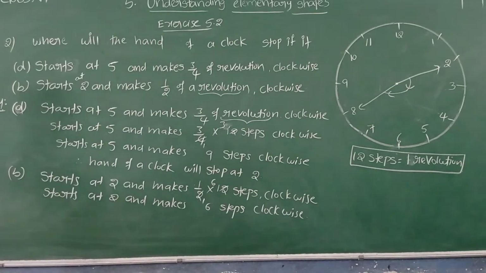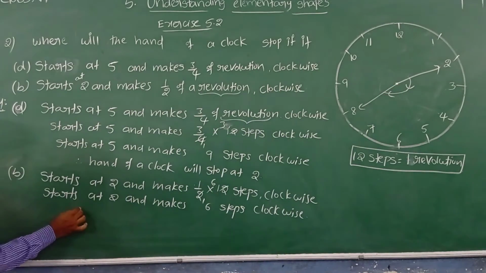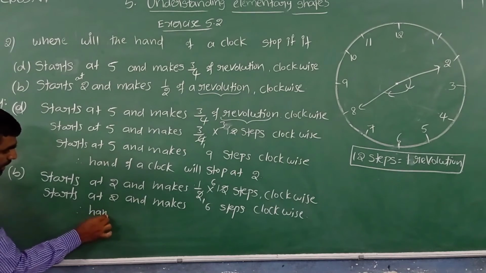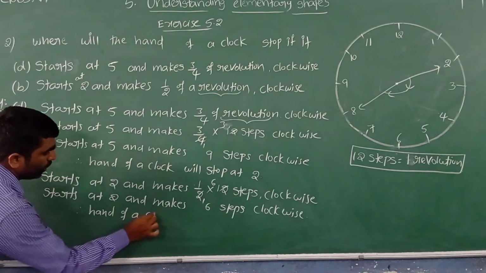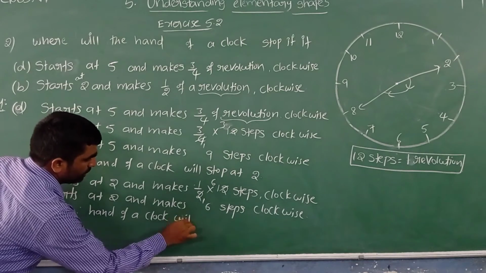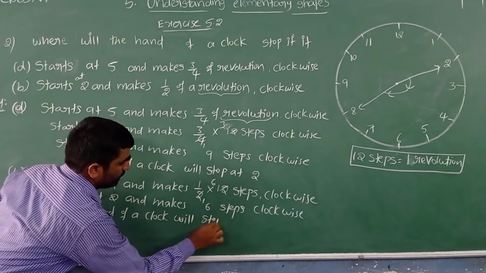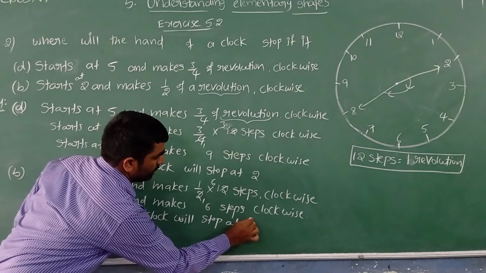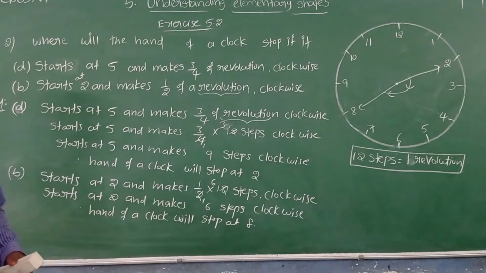So what can we write now? Therefore, I can write the hand of a clock will stop at 8.